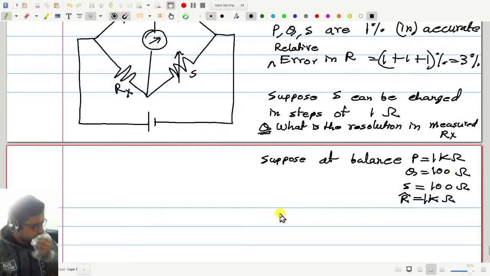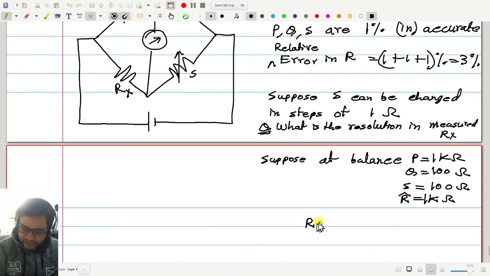Sir, resolution means you can say it's kind of error, the least amount of error that can take place in the measurement of S is 1 ohm. Yes, absolutely. Now we want to estimate what you are saying, the least amount by which, beyond which you cannot say more precisely.